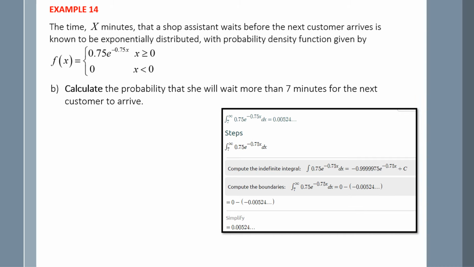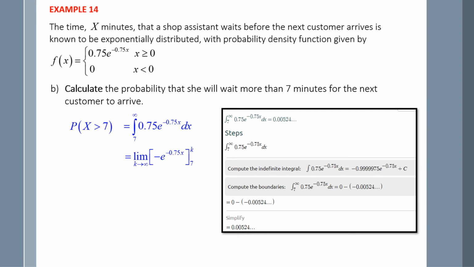What's interesting to note, when you actually compute the boundaries, you'll have a 0 here. So let's have a look. The probability that x is greater than 7 is the definite integral from 7 to the upper boundary of infinity. First step is to find the antiderivative or integrate, and that is when we divide by negative 0.75, we're going to have negative 1 e to the negative 0.75x.